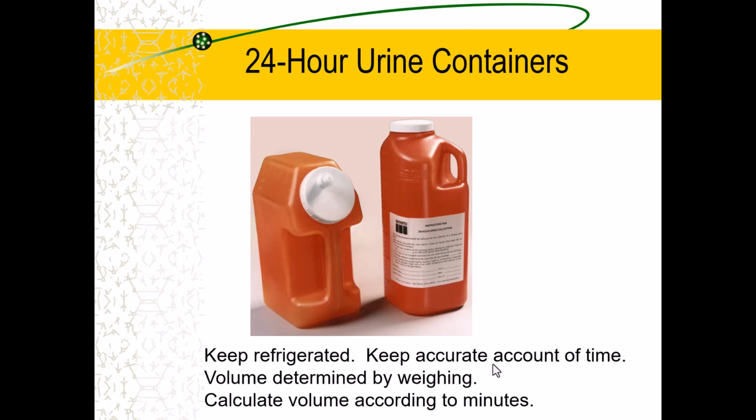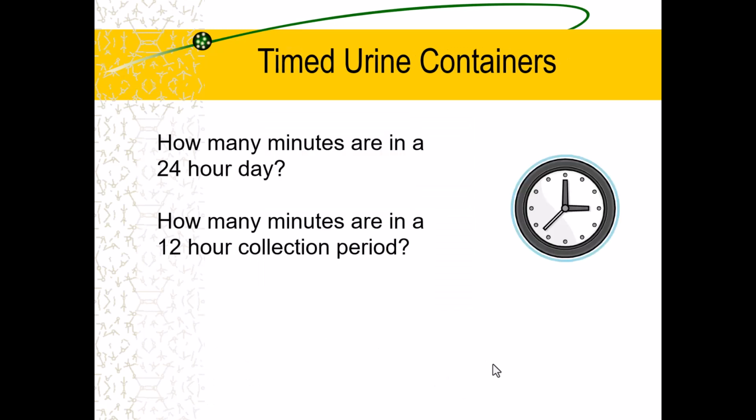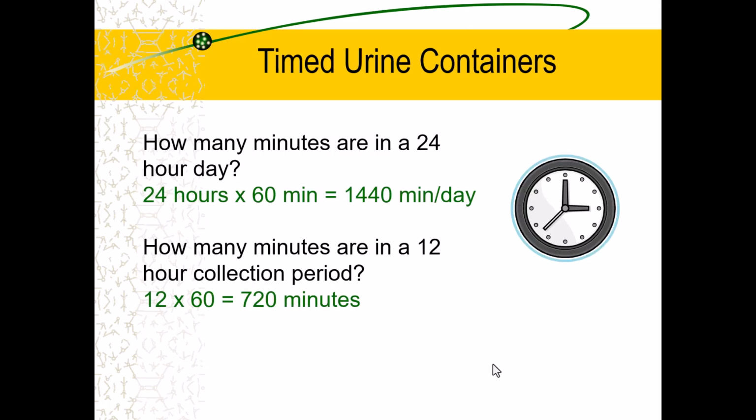You gotta make sure they have the times on it, like what time they started, what time they ended, because we have to calculate the volume according to minutes. It's milligrams per minute. So minutes in a 24-hour day, it's 24 hours times 60 minutes, 1440. Sometimes it might be a 12-hour collection period. Again, you just calculate it. A lot of times instead of 24 hours, it might be 26 hours. It might be 23 and a half hours. You have to calculate it based on that. Basic math.